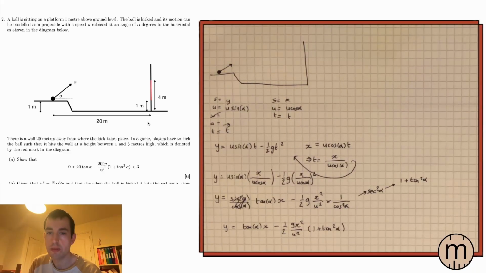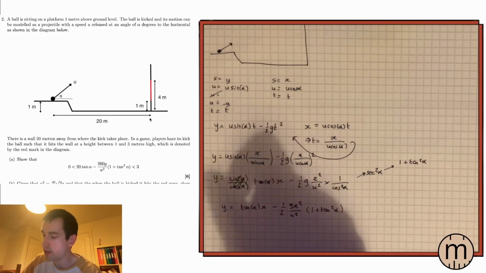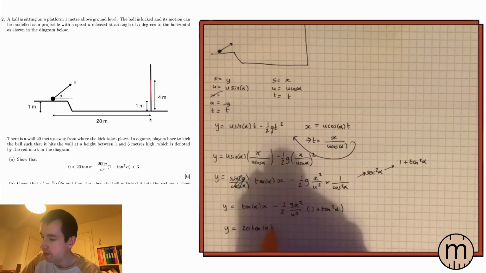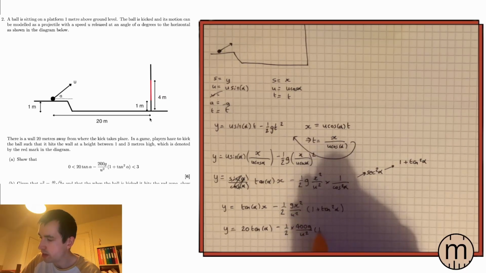Now, the only thing that we don't have yet is x, but that's given in the diagram. We're told that the distance going across side to side is equal to 20. So this would be a general equation, but we can sub 20 in now because we know what that distance is. So 20 tan alpha minus 1/2 times by 400 g over u squared 1 plus tan squared alpha.